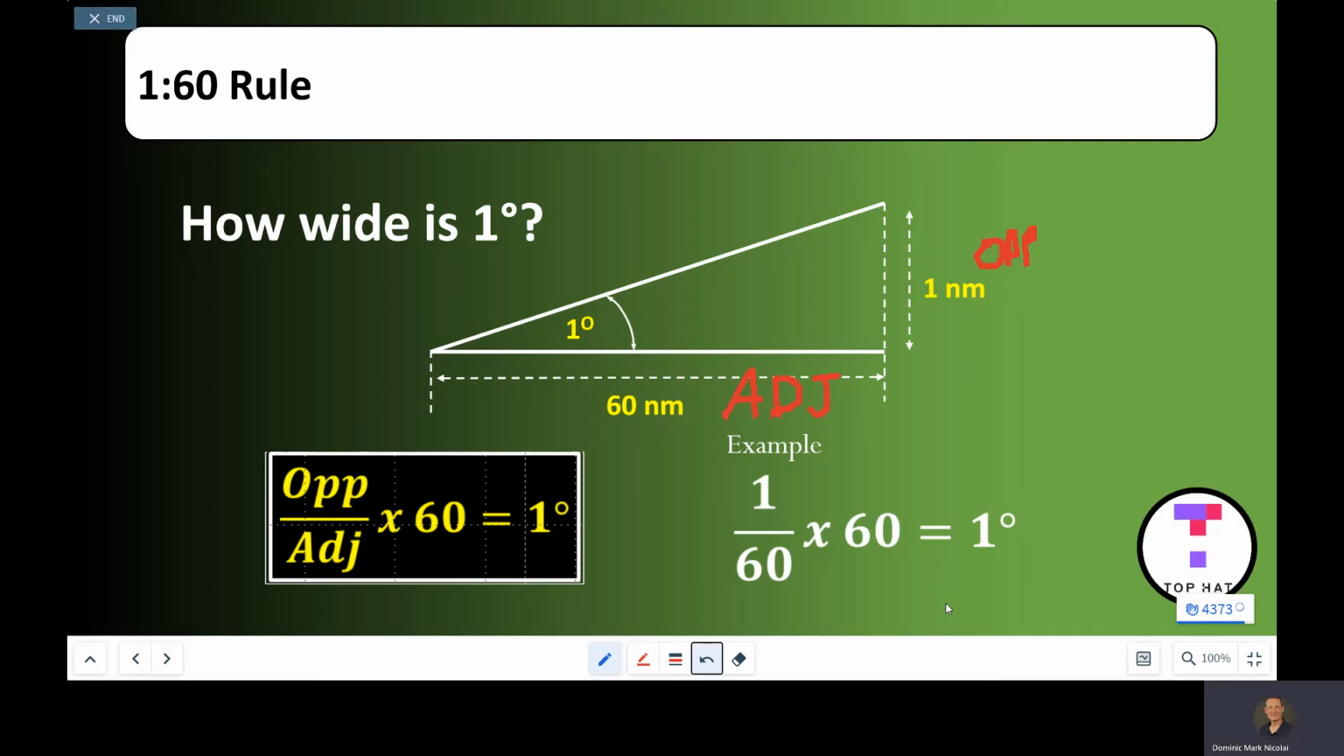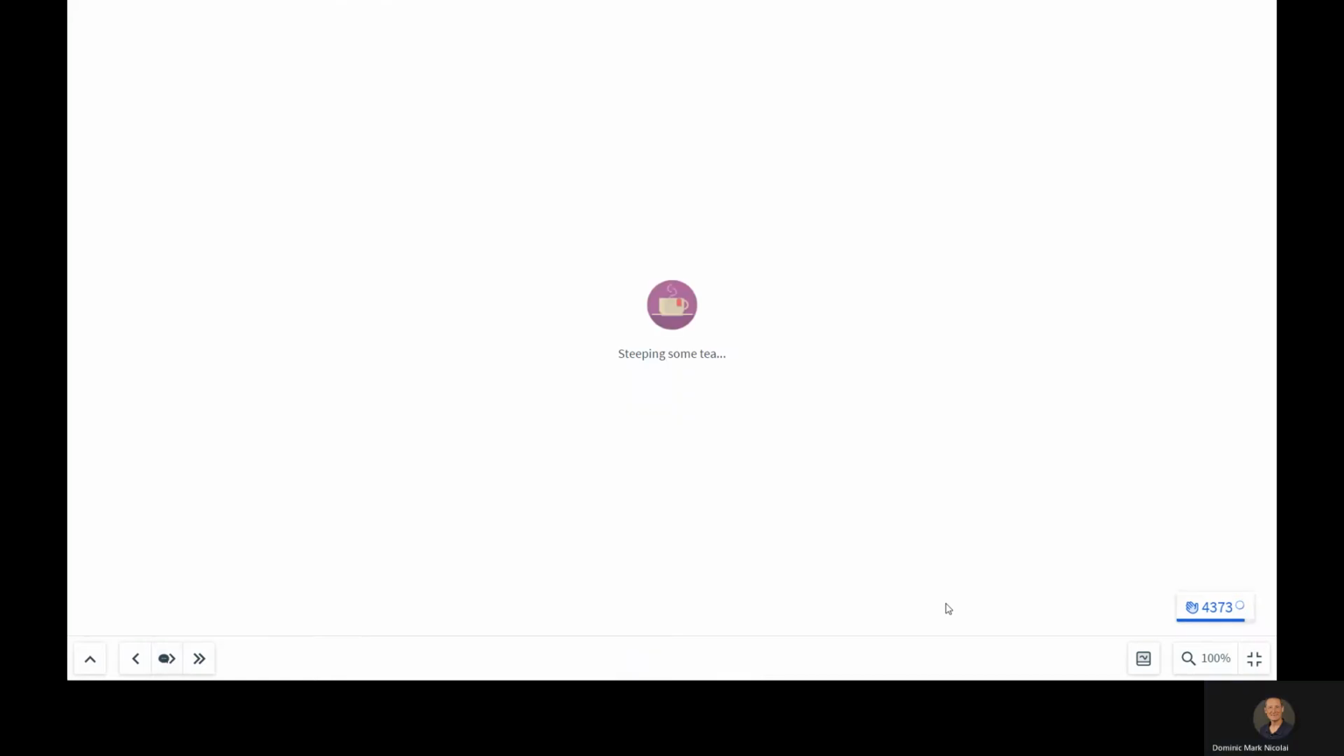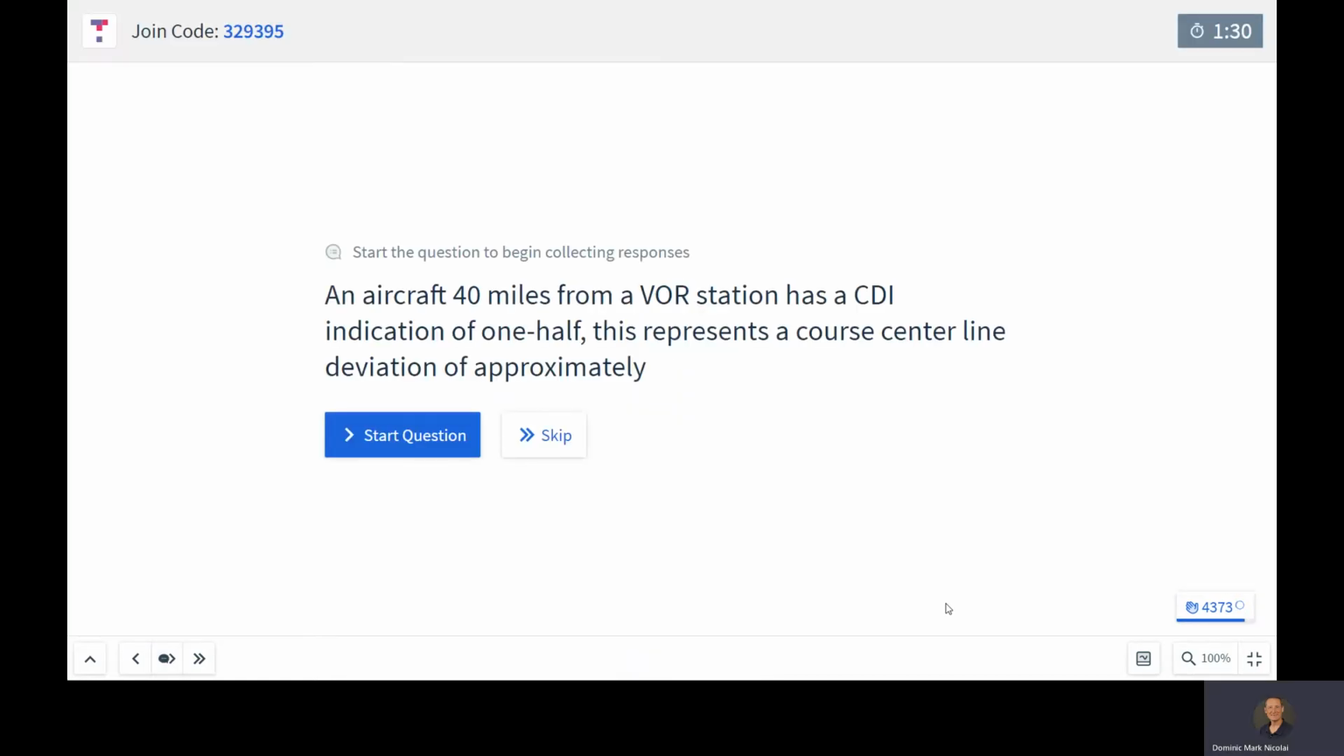A peek with top hat question here. And I don't know, this is going to be an FAA question. We're going to do a lot of reviewing FAA questions during this segment, applying every formula that we've learned. We're going to see that an aircraft is 40 miles from a VOR station and has a CDI deflection of 1/2. And that's a course centerline deviation of approximately how far?